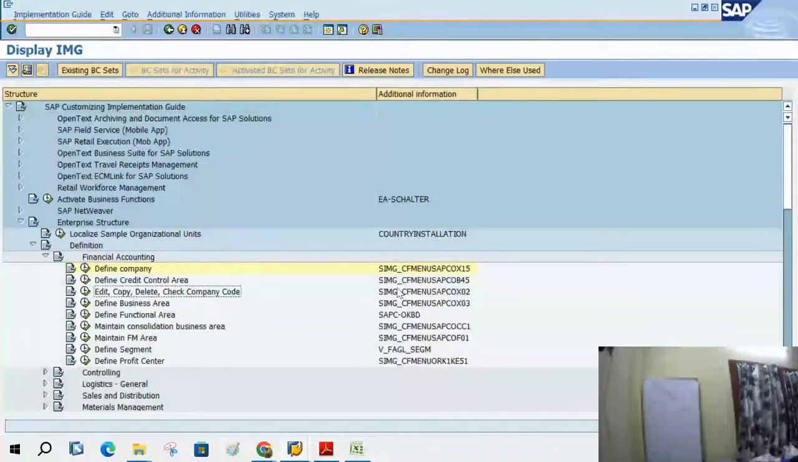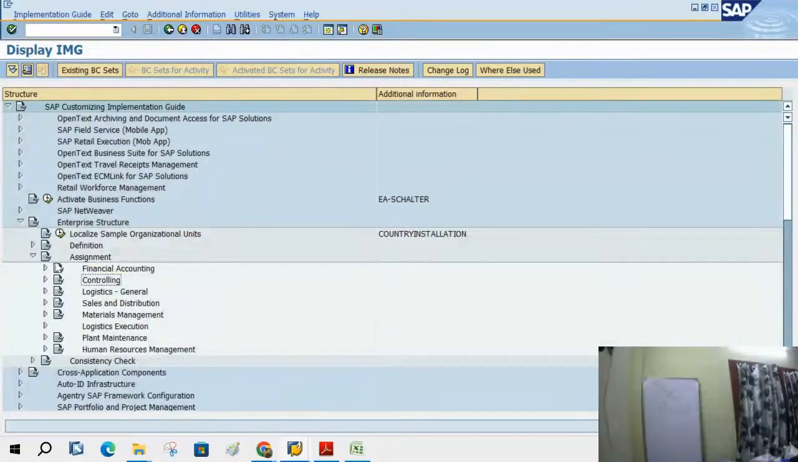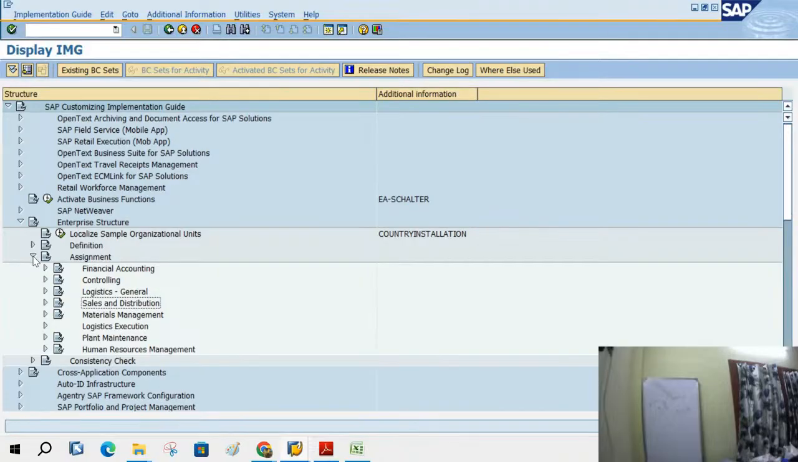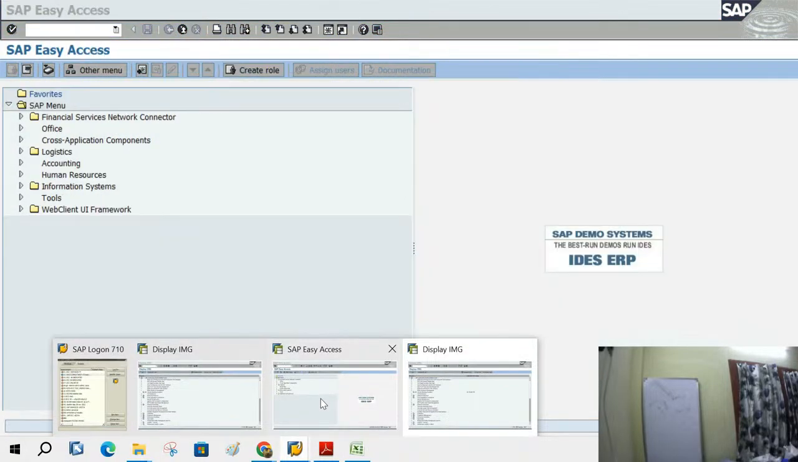Company code, the OX02. Clear? And third one is financial accounting, that is going to be OX16. Clear? Now you have done with your initial screen consultant work. Correct?